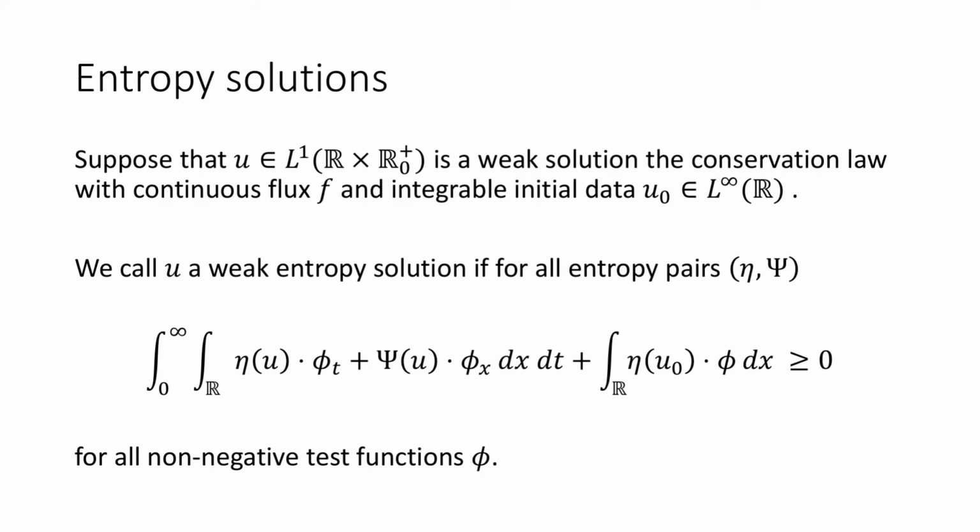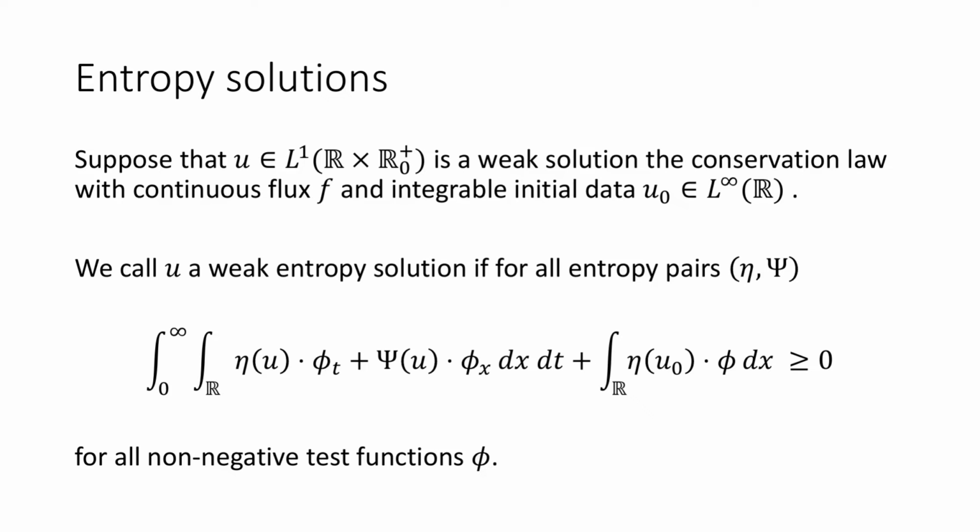Now we can define entropy solutions. Suppose that u is an integrable weak solution to the conservation law with a continuous flux f, and suppose that we have got integrable initial data that are also essentially bounded. Then we use the following definition. We call u a weak entropy solution if for all entropy pairs eta, psi, the following inequalities are satisfied.